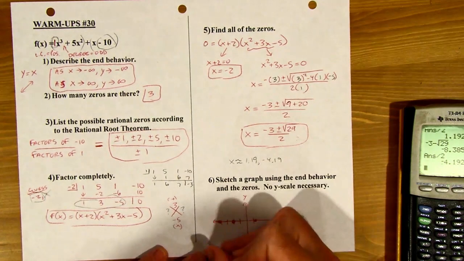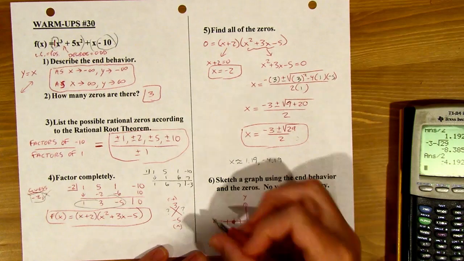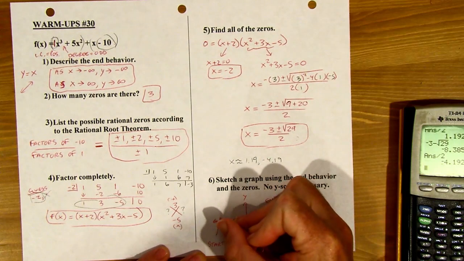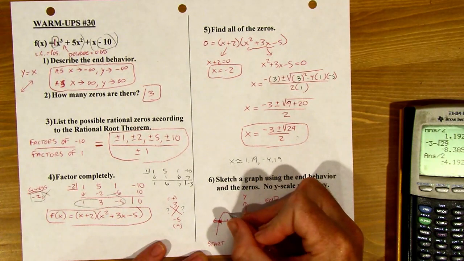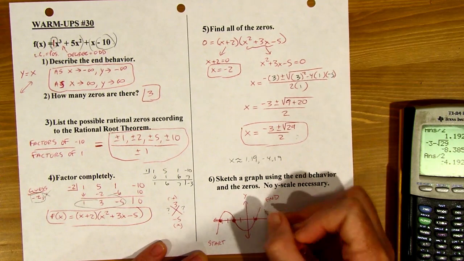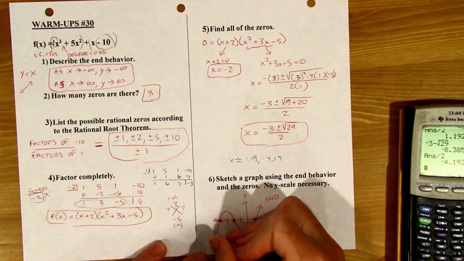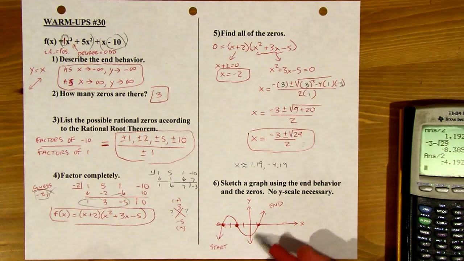So I'm going to start down here, and I'm going to end up here. I'm not really worrying about how high this hill is going to be, but I know I've got to turn around to cross the x-axis again, and I'm not worrying about how low this valley is because it said no y-scale necessary. And there we've got a decent sketch of the graph. You could also find the y-intercept pretty easily if you wanted another point to make an even better graph. That's it for today, and I will see you next time.